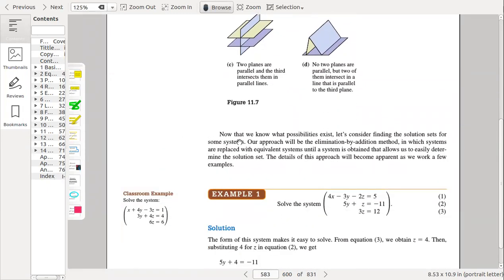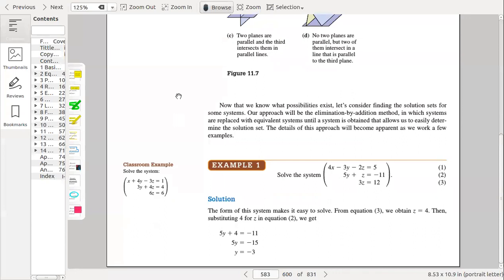Okay. So now that we know what possibilities exist, let's consider finding the solution sets. For some systems, our approach will be the elimination by addition method, in which systems are replaced with equivalent systems until a system is obtained that allows us to easily determine the solution set. The details of this approach will become apparent as we work a few examples. So let's consider the first example: solve the system.